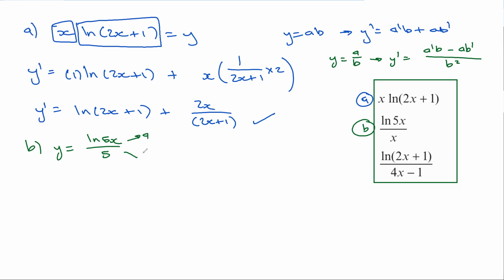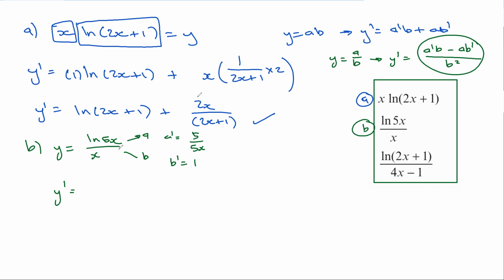And if that's a and that's b, and I apply that formula, then the derivative is going to have, firstly, let's calculate the derivative of the top part first. This is going to be 5 over 5x, because 1 over 5x times 5 times the derivative of x. The derivative of b is the derivative of x, so it's going to be 1. Alright, so that's going to be x. The derivative of b is equal to 1.